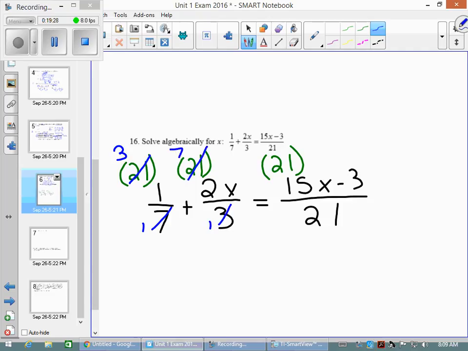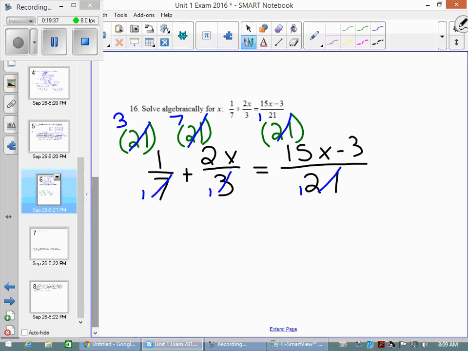Now we want to rewrite our equation. All of our denominators are now 1, so now we only have to worry about our numerator. If we take 3 and multiply by our 1, we're left with just 3. We want to take this 7 and multiply by the 2x, so that's a positive 14x. And then, since this is just a 1, 1 times our 15x minus 3 is just 15x minus 3.